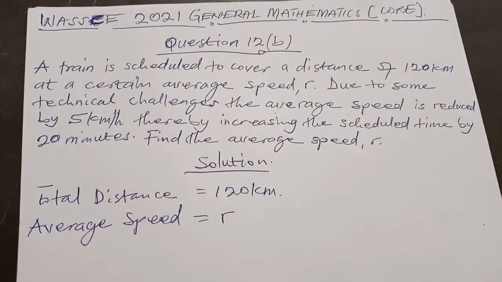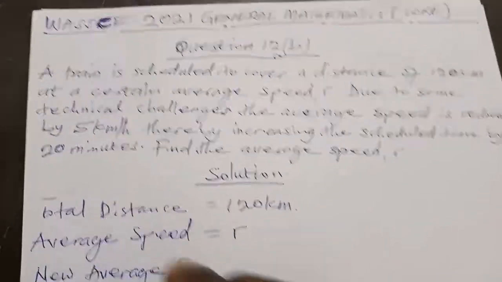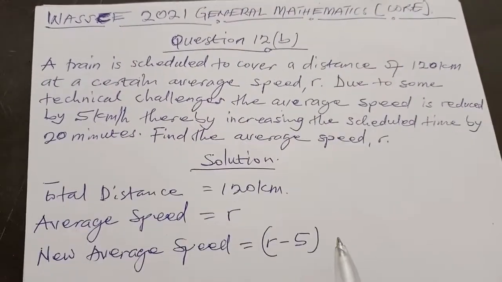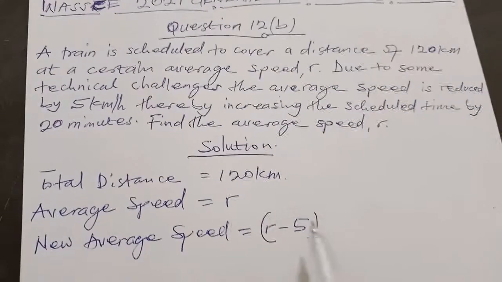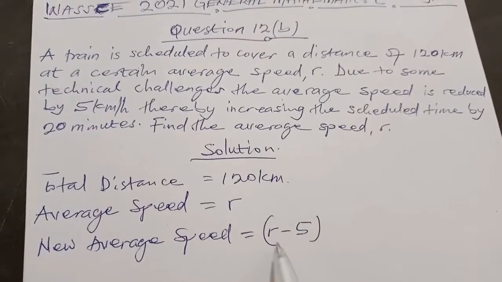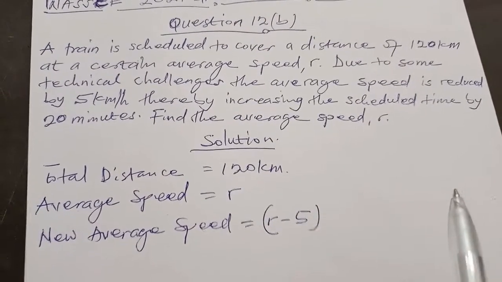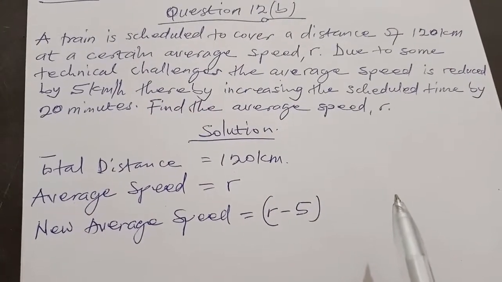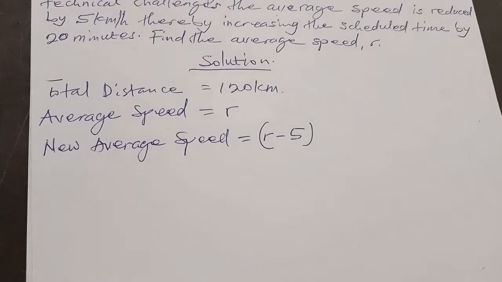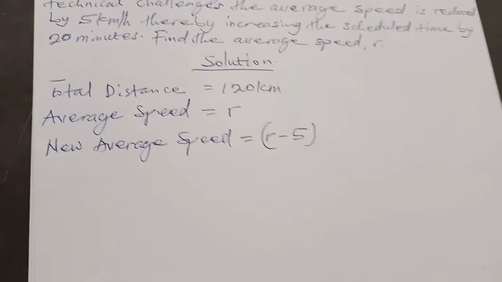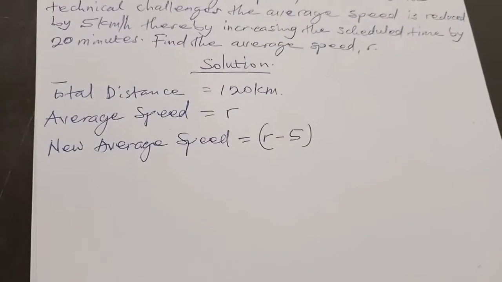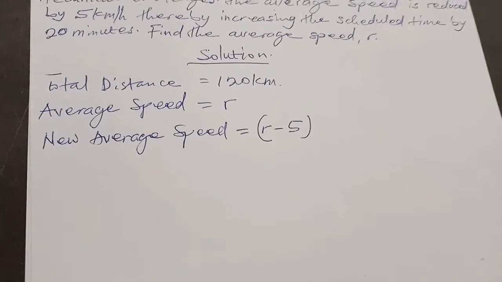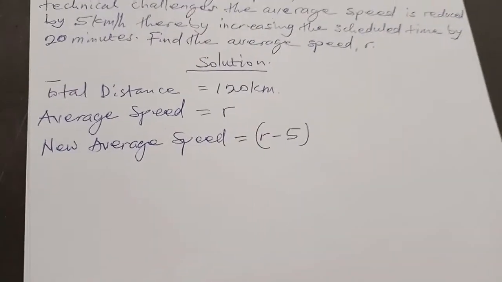So let's write the new average speed. The average speed reduced by 5 kilometers per hour. From what we have learned in word problems, that means we subtract 5. The original average speed, r, minus 5, will give us the average speed reduced by 5. We have to write the formula for average speed so that we can fit this information into it. Average speed is total distance over total time used in covering that distance. So let's write that down.